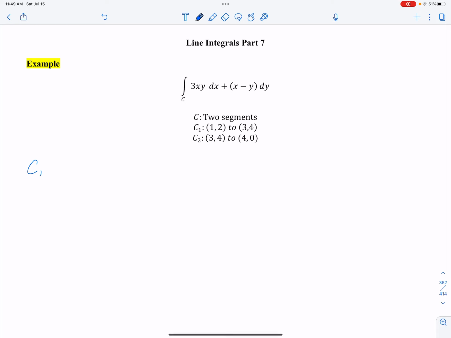C1, I have x of t equals, we just look from 1 to 3 is 2, and then we put plus 1 where it starts. Y of t, I look at it goes from 2 to 4, so it's a growth of 2. That's my rate, and it started at 2. This is for t 0 to 1.